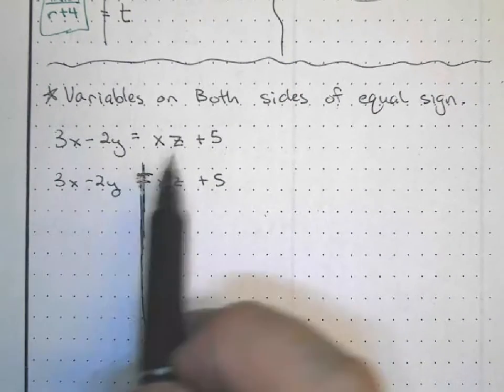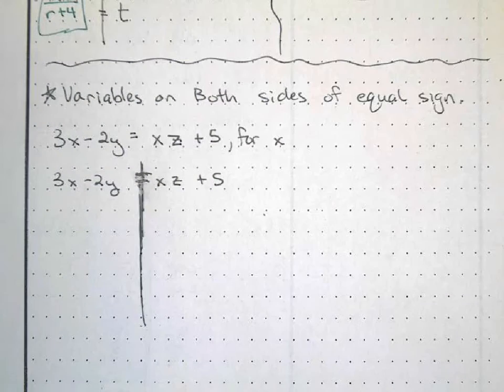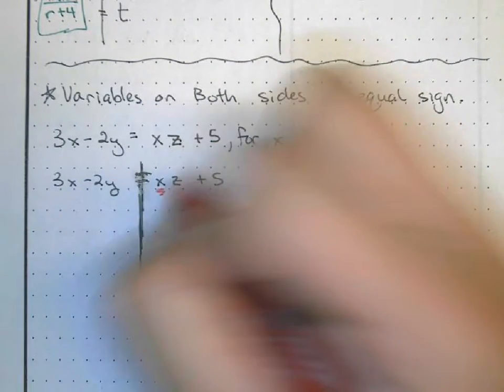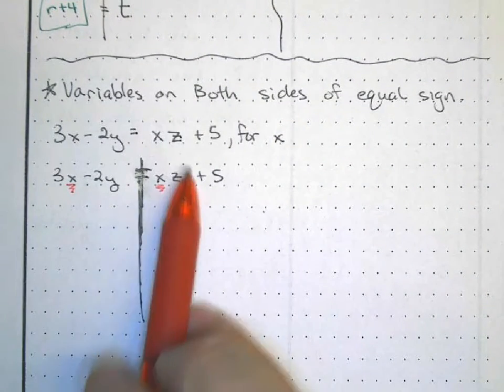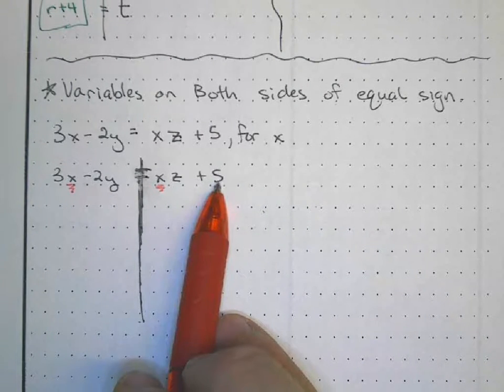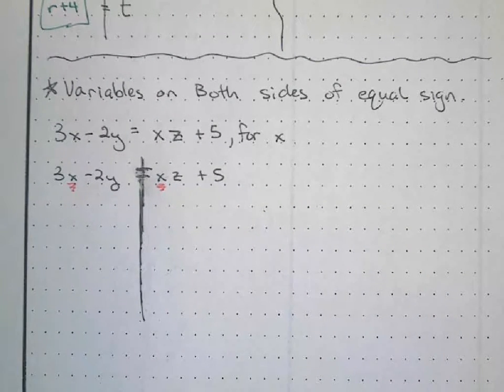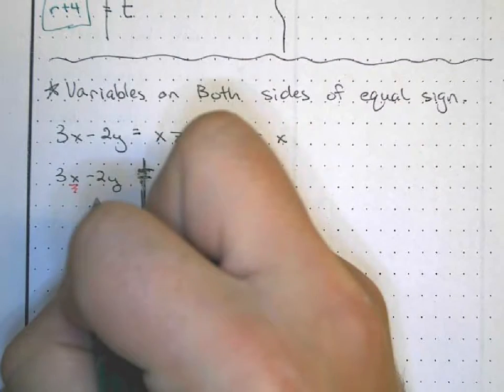Okay, so our goal is, we're solving for x. So we're solving for the x, and I have an x here, and I have an x here. So I need to get all my x's to one side, and then everything else to the other side. So let's see how we're going to do that. So the first thing I want to do is get all my x's to one side. So I'm going to subtract xz from both sides.